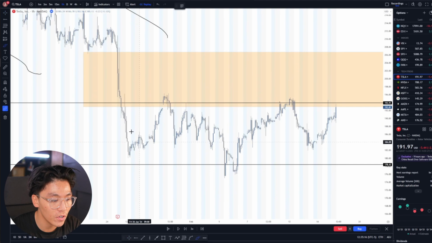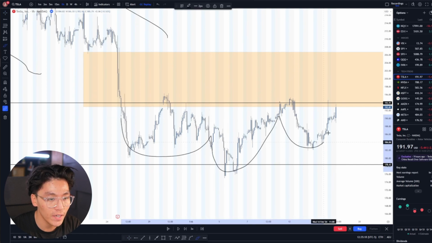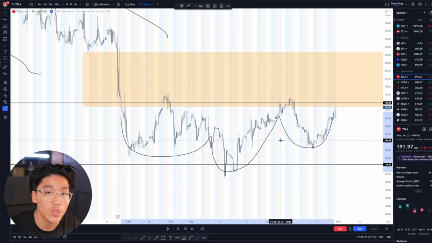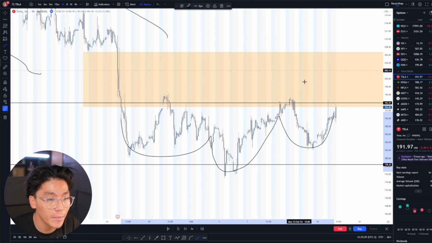We have an inverse head and shoulders. You can see right here, we have an inverse head and shoulders pattern. So coming into this day, I'm going to be looking for bullish momentum. Inverse head and shoulders is a bullish pattern towards the upside. So we have clear targets towards the upside, being this gap level. So coming into this day, I'm going to be looking for longs in the marketplace.